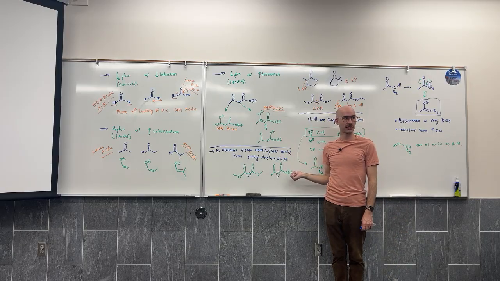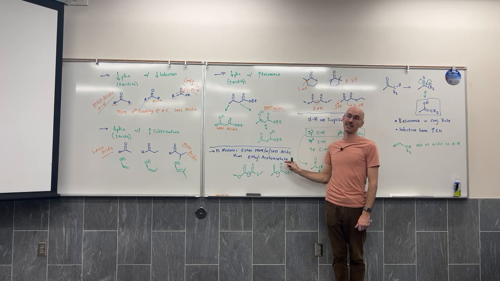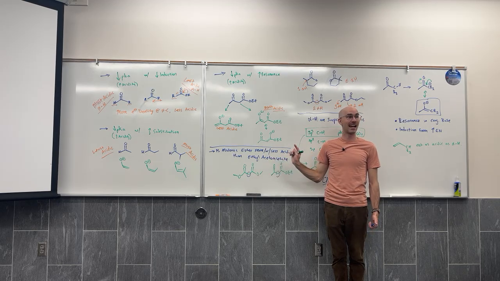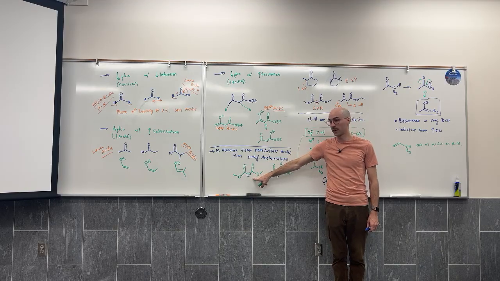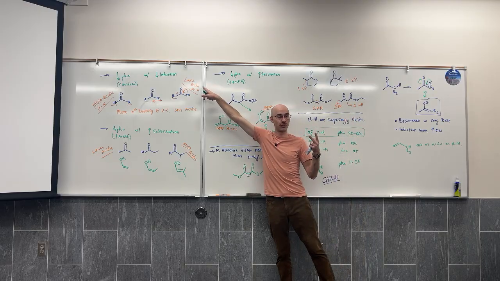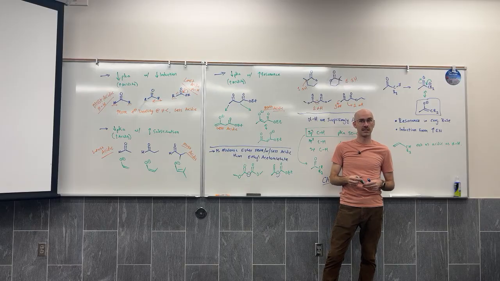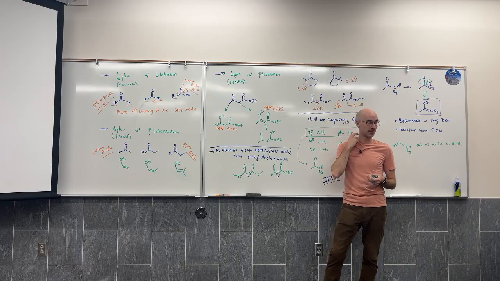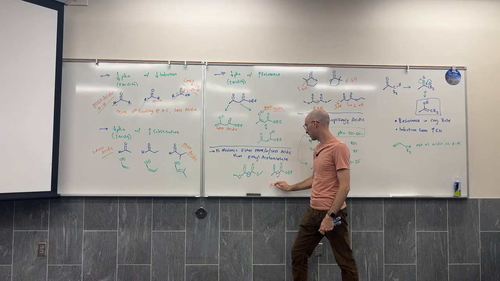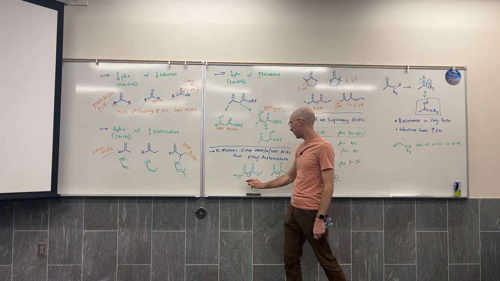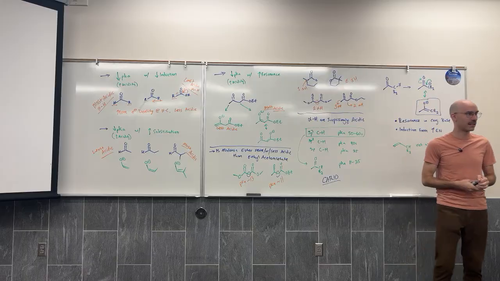Ethyl acetoacetate has an ester on one side. Malonic ester also has an ester on one side. Ethyl acetoacetate has a ketone on the other side. Malonic ester has a second ester on the other side. So malonic ester, two esters, over ethyl acetoacetate, one ketone. We know the ketone is more acidic, or at least more favorable to acidic conditions. So it turns out that ethyl acetoacetate has a pKa around 11, and malonic ester has a pKa around 13.